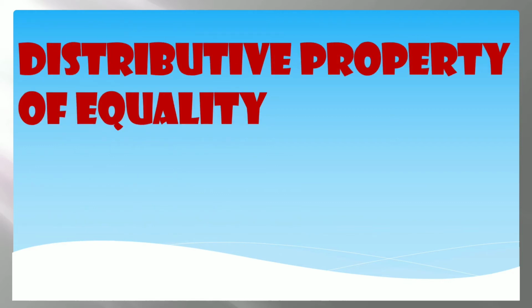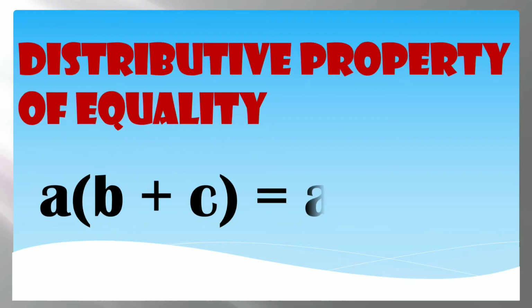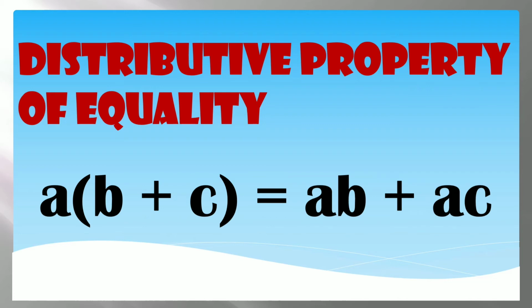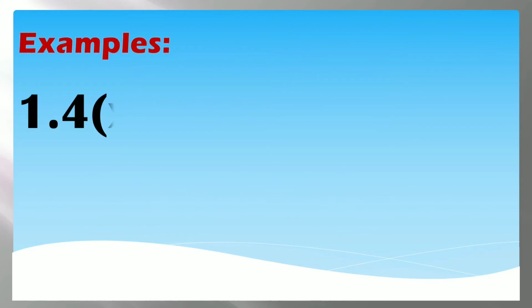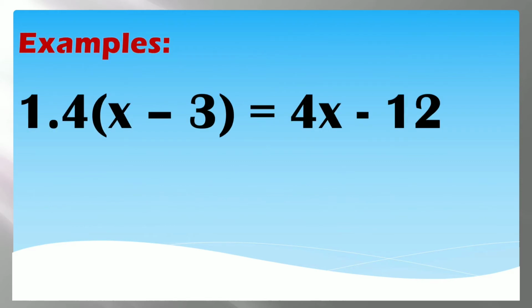Next, distributive property of equality. A multiplied by quantity B plus C is equals to AB plus AC. Distributive is sabihin, i-distribute nyo lang. A times B, A times C. Kaya, AB plus AC. Examples. 4 times quantity x minus 3 is equals to 4x minus 12. Kasi, 4 times x is 4x, and 4 times negative 3 is negative 12. Distribute lang, pinamigay, kumbaga.